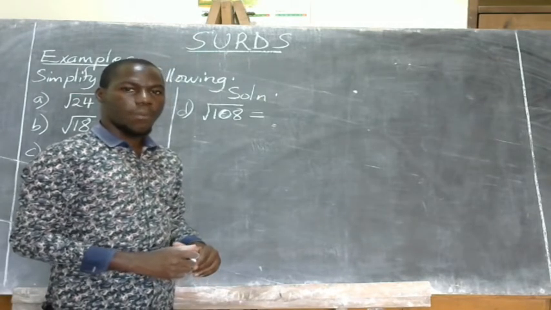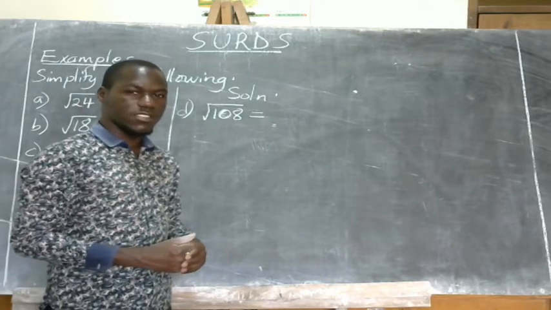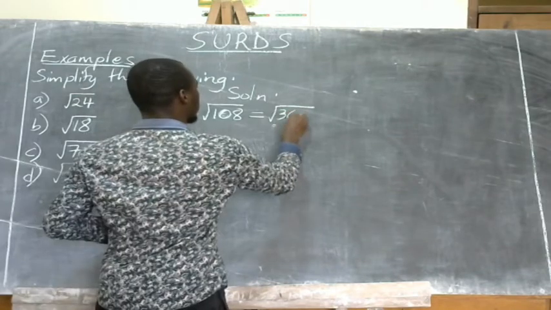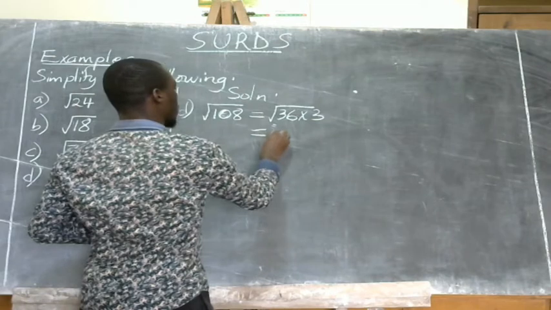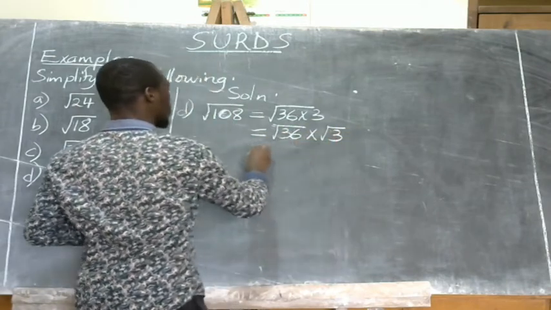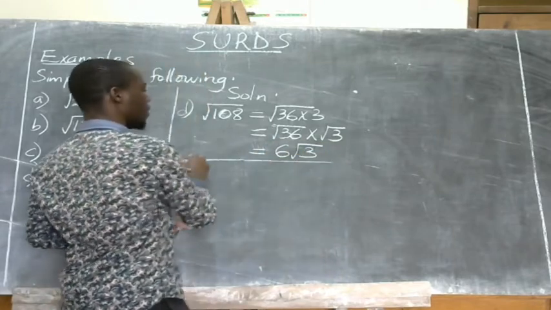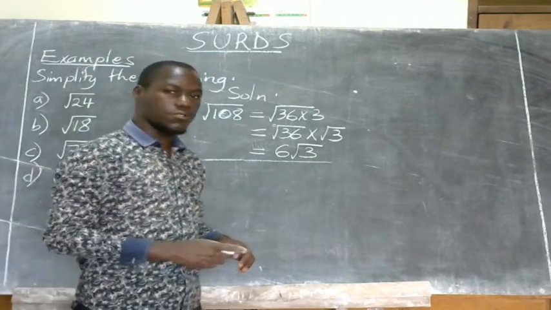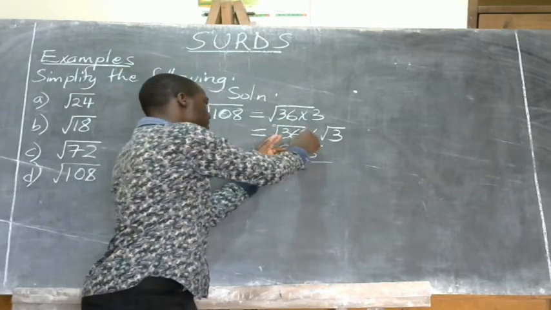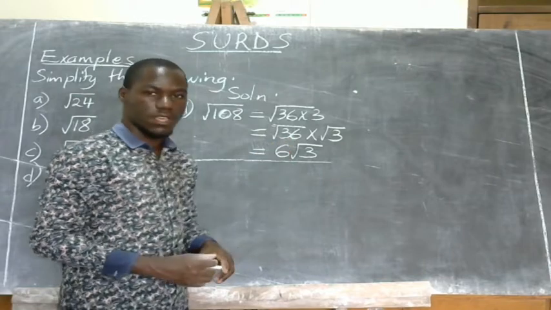Part D, root of 108. So the 108 is the same as 36 times 3. Then I have root of 36 times root of 3. Then root of 36 is 6, root of 3 right there. You need to be able to identify a square number, of which when you write them as separate square roots, you can get the square root of that square number.